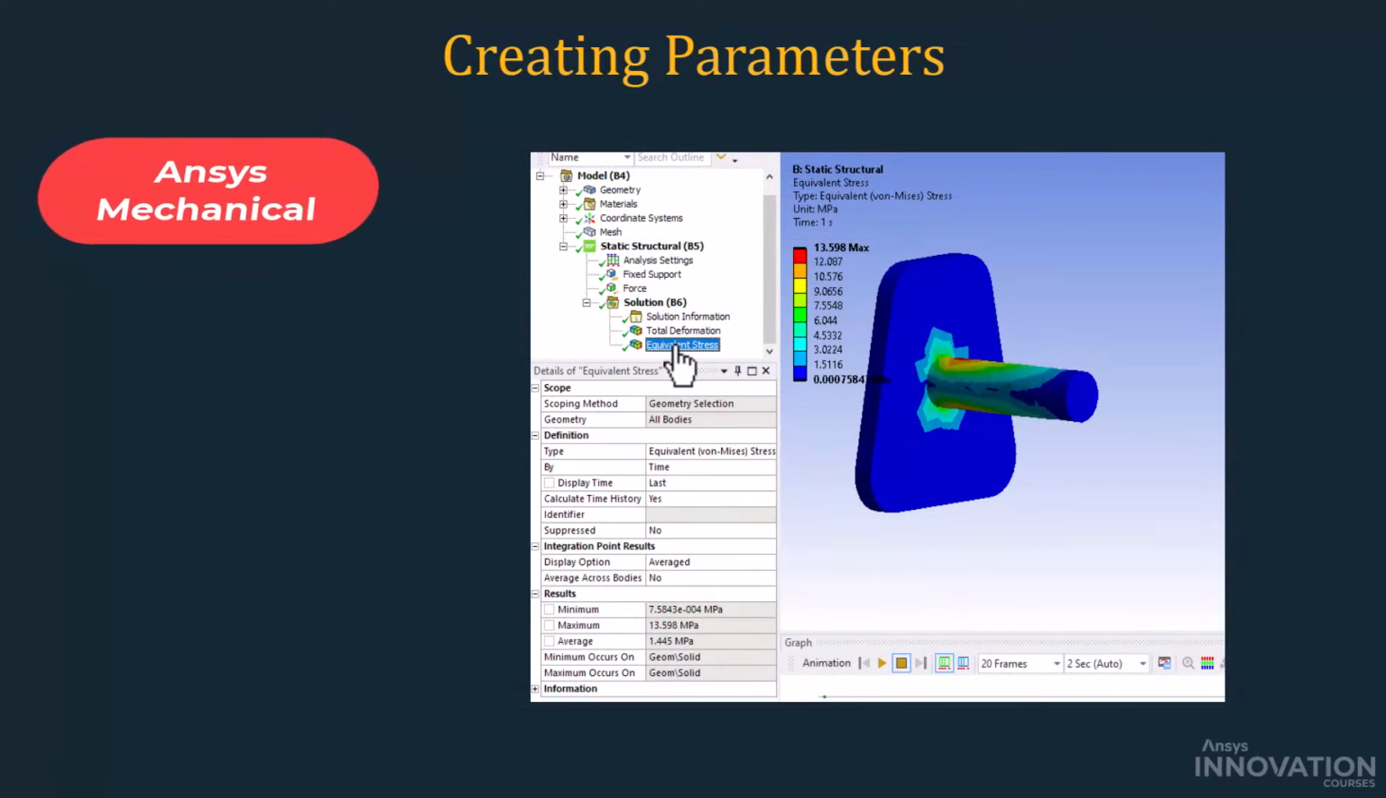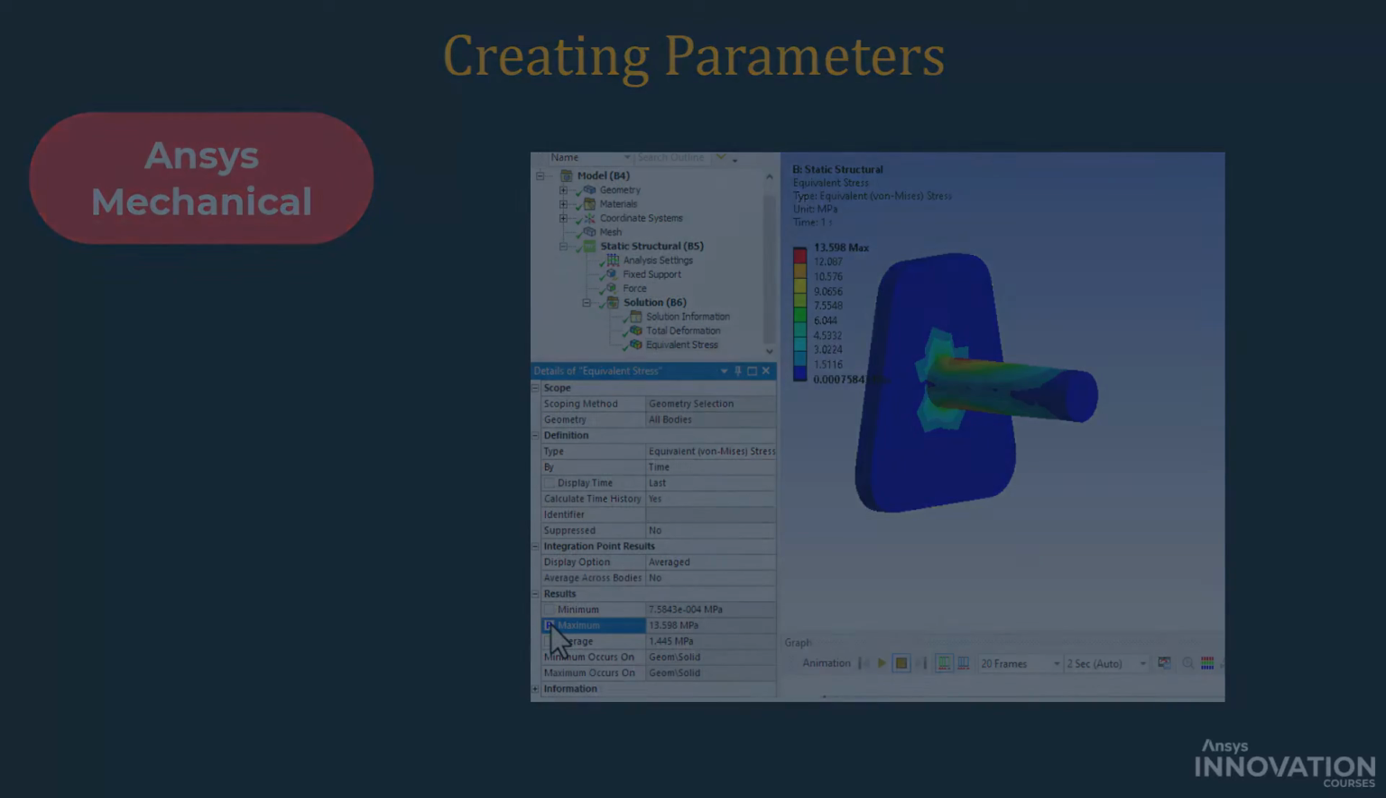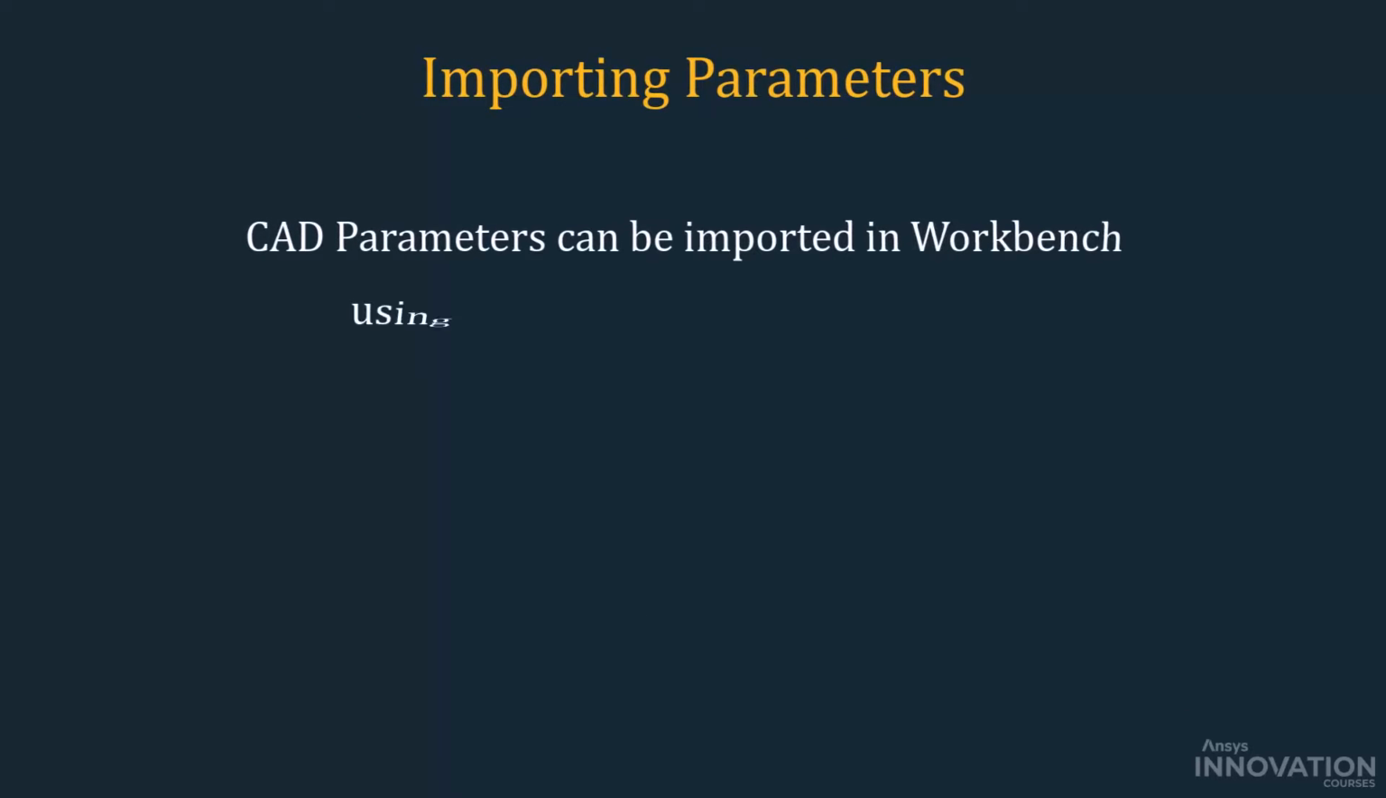In Mechanical, click on the square field in the Details view to create parameters. CAD parameters can come from third-party CAD packages such as Creo and SolidWorks using the direct CAD associativity feature, which is a topic outside of this lesson. In this video, we'll bring Discovery to define CAD parameters.